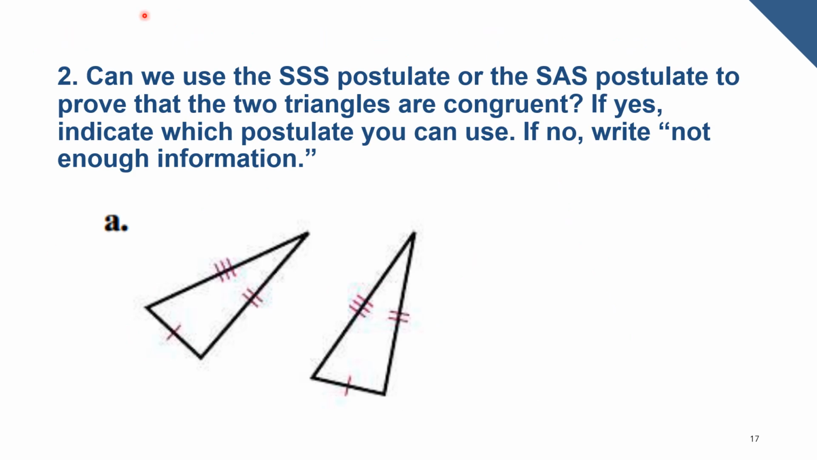Okay, so it says, can we use the side-side-side postulate or the side-angle-side postulate to prove that the two triangles are congruent? If yes, indicate which postulate you can use. If no, write not enough information. All right, so take a look at the two triangles here. Sorry for the quality. This is obviously a screenshot from an old textbook. I know the angles aren't labeled, but that's okay. They don't have any names.